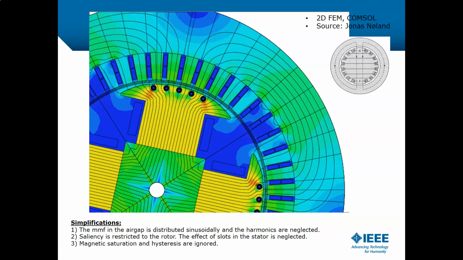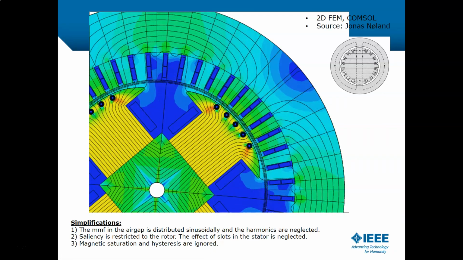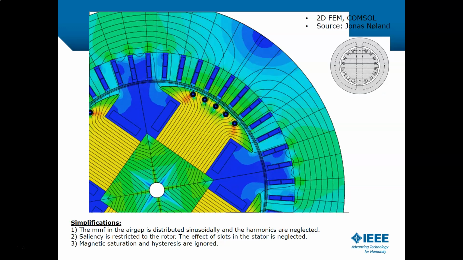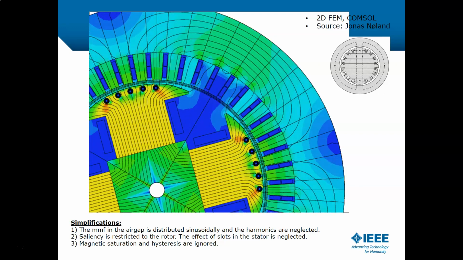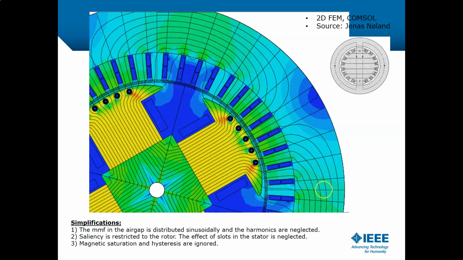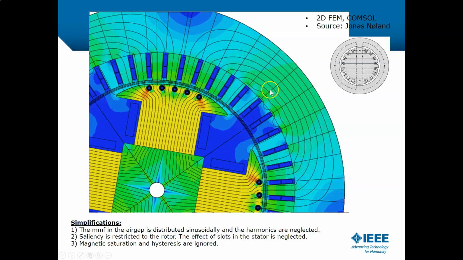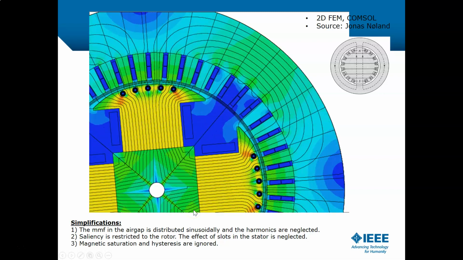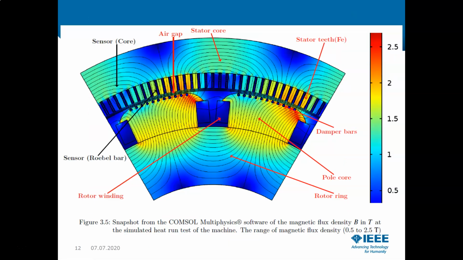So here is a visualization of a rotating machine, a 4-pole machine, and you can see how the magnetic flux lines are distributed. And this is done in console. Here is a 2D snapshot of Åbøra, where we have the magnetic flux density lines.